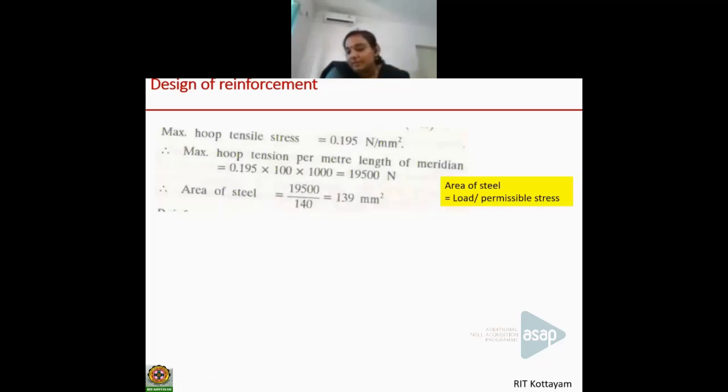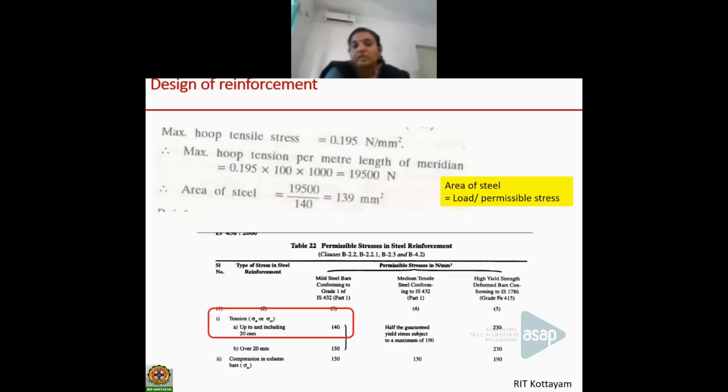So it's a very simple design. Area of the steel is equal to the load divided by permissible stress in steel. From where you get this 140 or the permissible value, you should refer to table 22, where it gives the permissible stress in reinforcement.